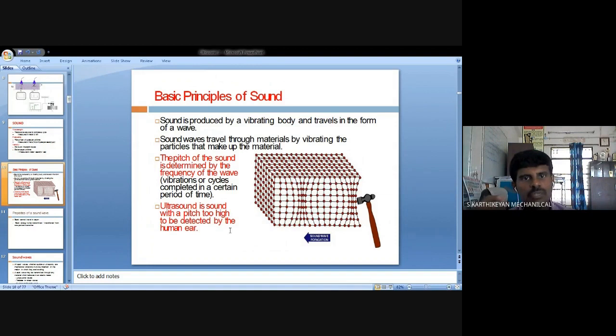The pitch of the sound is determined by the frequency of the waves. The pitch is nothing but the sound determined by the frequency of the waves, that is, the vibrations or cycles completed in a certain period of time, right? Ultrasound is a sound with a pitch too high to be detected by the human ear.